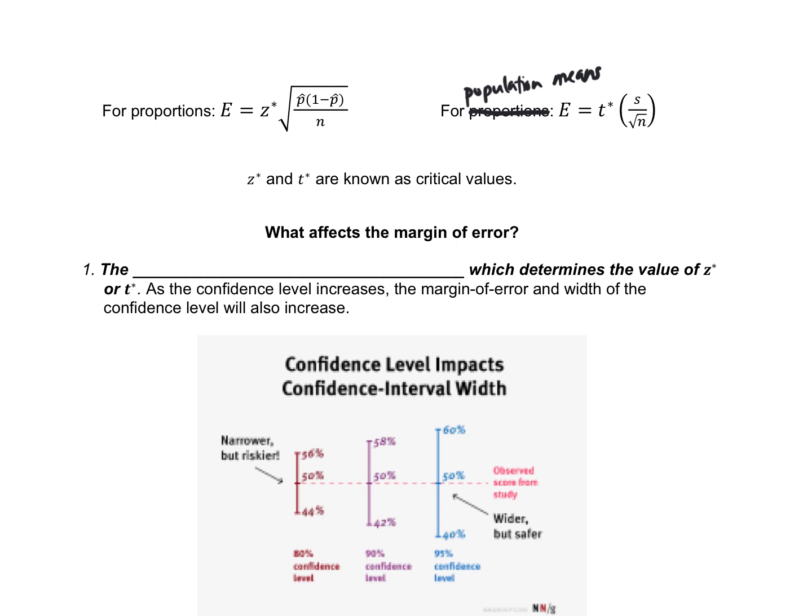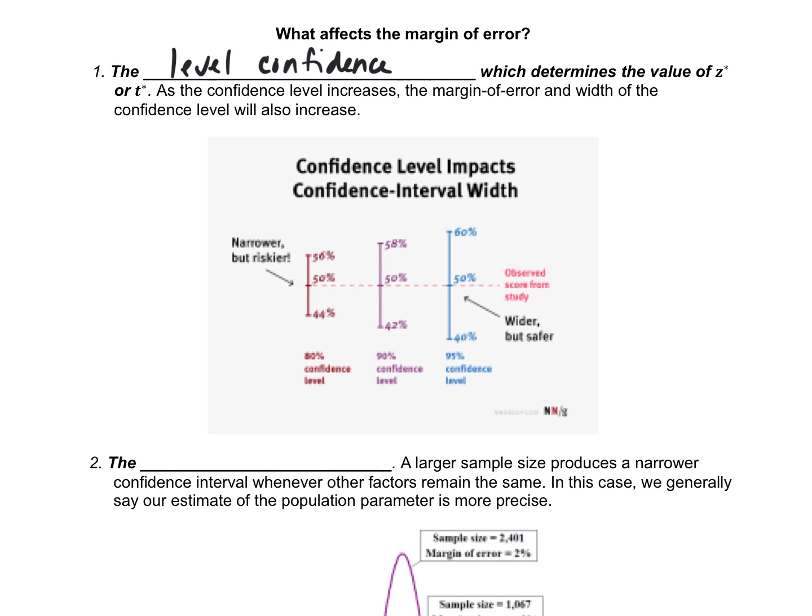Okay, so things that affect your margin of error. The level of confidence is one thing that affects your margin of error. As your confidence level increases, the margin of error will also increase. Oh, so you want a smaller level of confidence. So if you look at this information right here, narrower but riskier, I have an 80% confidence level is a narrower confidence level, but it is going to be riskier because it means you have a smaller percentage of getting that information. If you go with a wider confidence level, then it's a safer confidence level. Margin of error is bigger, but you have a higher chance.